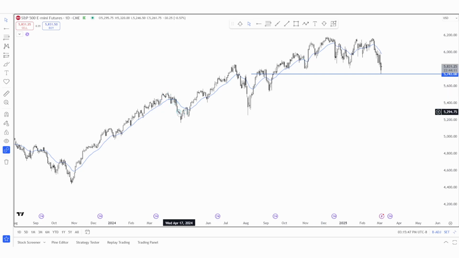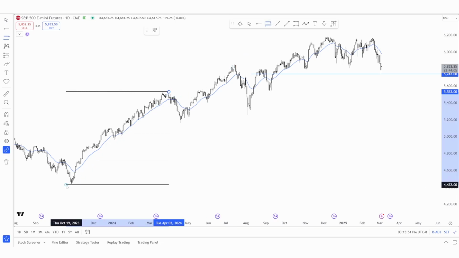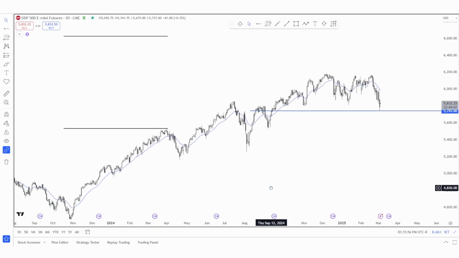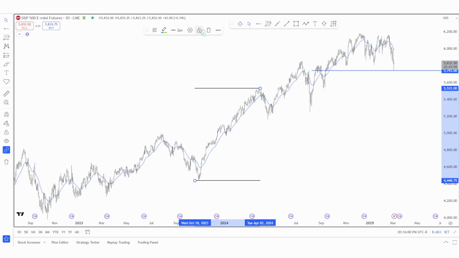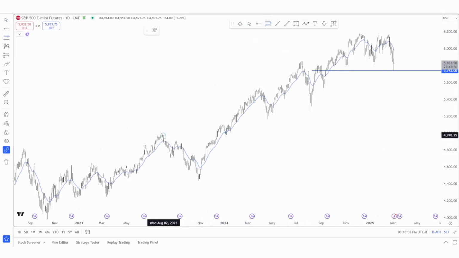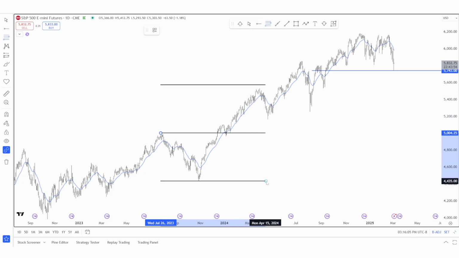The first pullback here is shallow compared to this pullback. That's the first pullback. So here, oh wow, that's not even, actually, okay, hold on then. Let's do something different. Here's the bear leg. Say this is the top of the trading range. So it breaks out. So this could be the leg.